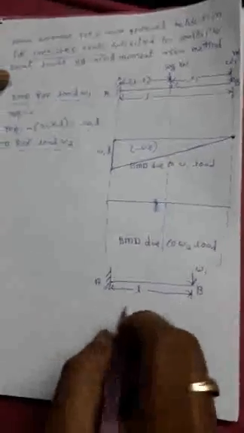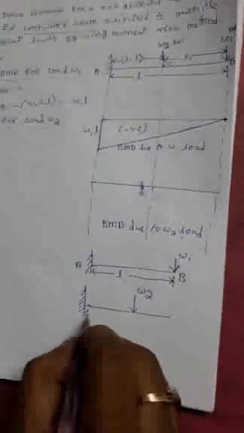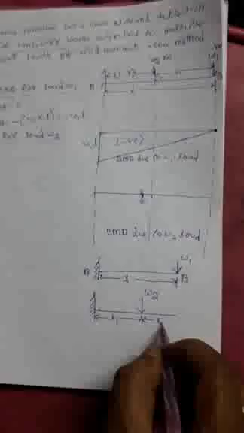Then you can find the BMD diagram for load W2. Let us assume only the point load W2 for this BMD diagram, ignoring W1. The diagram is as follows: W2, where this span length is L1 and this span length is L minus L1.